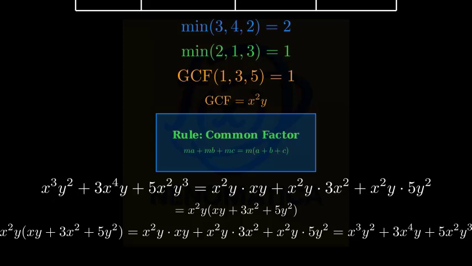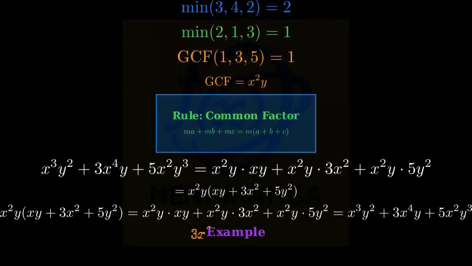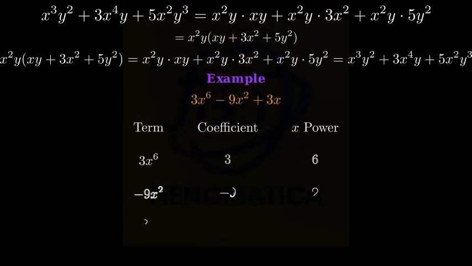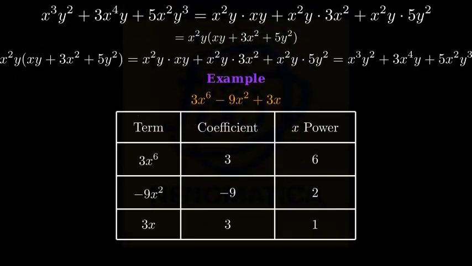Let's tackle our third example. We need to factor the expression 3x to the sixth power minus 9x squared plus 3x. Again, let's analyze the terms to find the greatest common factor. For the first term, 3x to the sixth power, we have a coefficient of 3 and x with exponent 6. For the second term, negative 9x squared, we have a coefficient of negative 9 and x with exponent 2. For the third term, 3x, we have a coefficient of 3 and x with exponent 1.